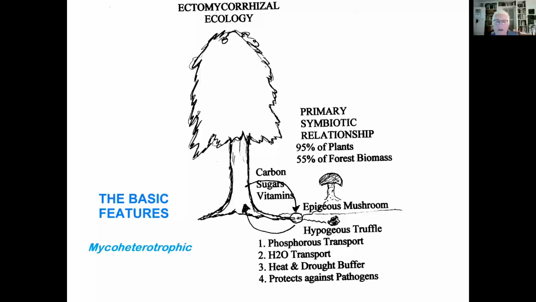Okay, good. All right. So the basic features of mycorrhizae is that the tree shares with the fungus carbons, sugars, and vitamins, and in return, the fungus brings largely phosphorus and water. There's a heat and drought buffer, and they protect against pathogens. About 95% of plants, or half of all forest biomass, is thought to be wrapped up in this process. Fungi are often called mycoheterotrophs; this is such a symbiotic relationship that they cannot be separated.